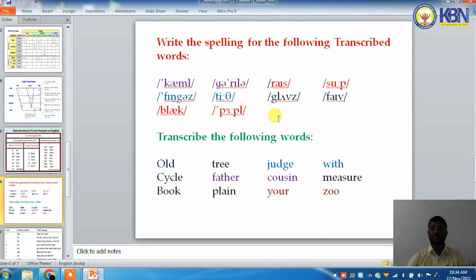Now, to test your understanding, you are supposed to write the spelling for the following transcribed words. For example, look at this. This is camel, gorilla, rice, soup, fingers, teeth, gloves, five, black, purple. Another way of testing your understanding is to transcribe the following. This is how you need to do.